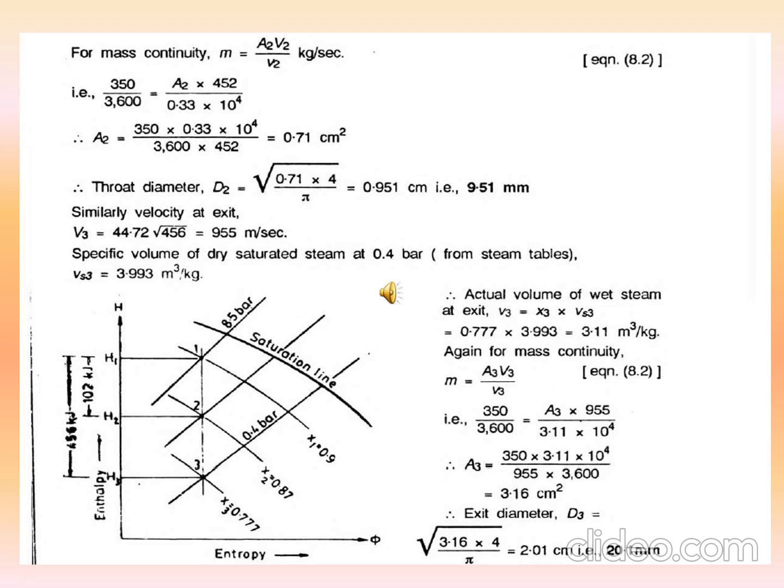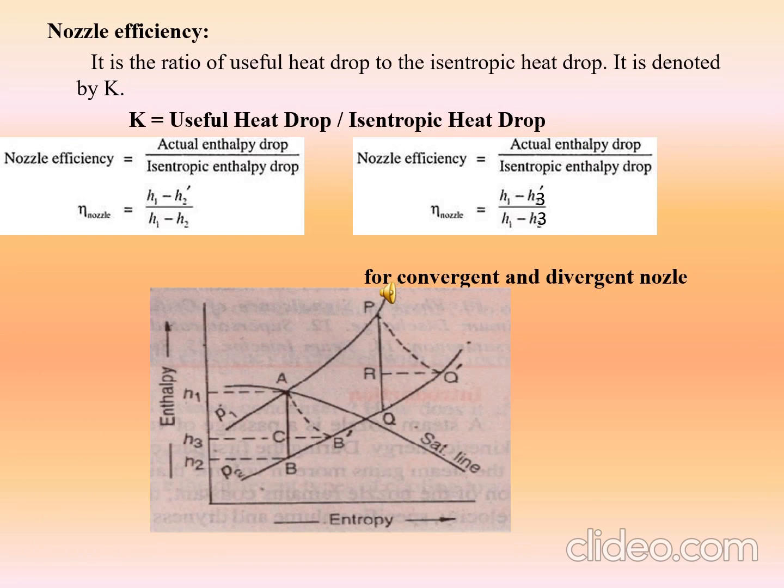Now we'll discuss nozzle efficiency. Nozzle efficiency is the ratio of useful heat drop and the isentropic heat drop, which is denoted by K. But sometimes due to friction, we can write the efficiency as useful heat drop divided by actual isentropic heat drop.